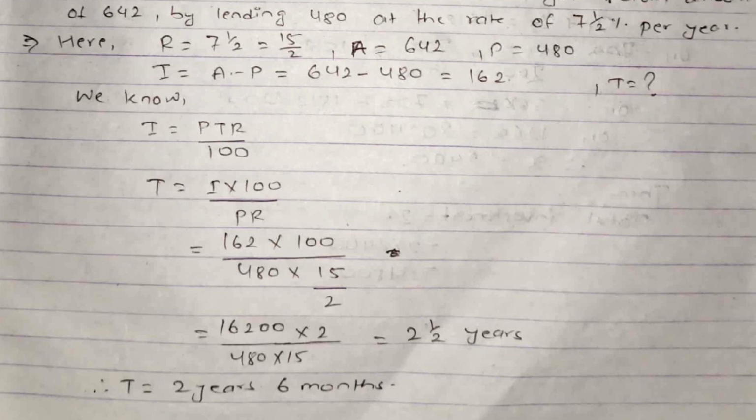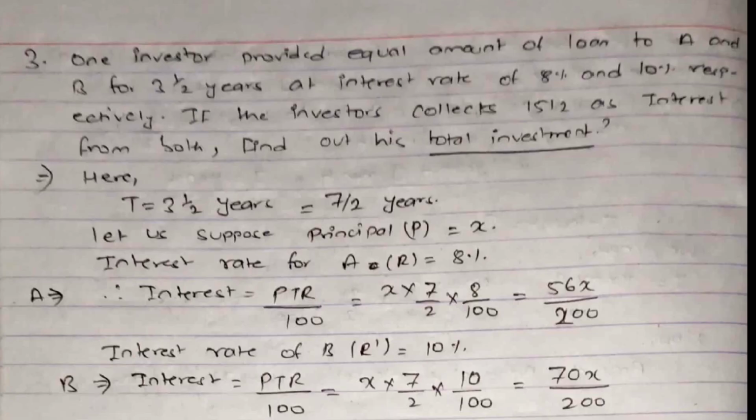Now let's move on to question number 3. The question goes like this: one investor provided an equal amount of loan to A and B for 3.5 years at interest rates of 8% and 10% respectively. If the investor collects 1512 as interest from both, find out his total investment. So here we need to calculate the total investment made by the investor.